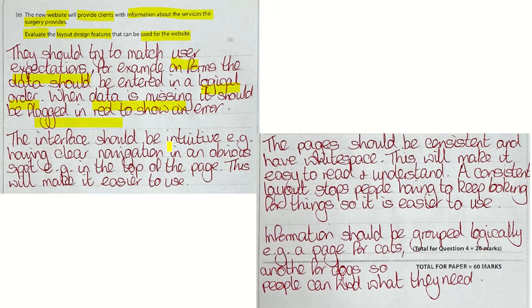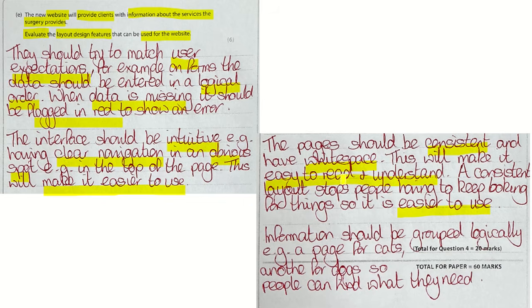Then I've gone on for, again, just like in your PSA, we're looking for an intuitive interface. We're looking for clear navigation in an obvious spot. And the reason I want that is to make it easier to use. Carried on, I've suggested we're looking for consistency of layouts and white space. I want that to make it easy to read and to understand. Your consistent layout stops people having to keep looking for things, so it is easier to use.